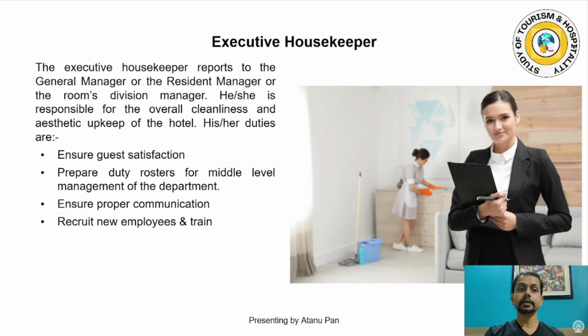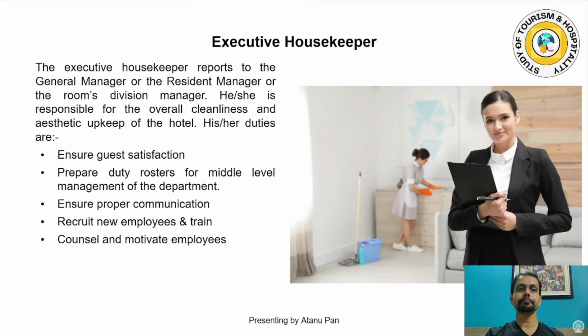Next is recruiting new employees and training them. The new employees are recruited. If anyone is interested in joining the housekeeping department, the interview is conducted by the departmental head, that is the executive housekeeper. After recruiting, the training is provided individually by the executive housekeeper for the housekeeping tasks.